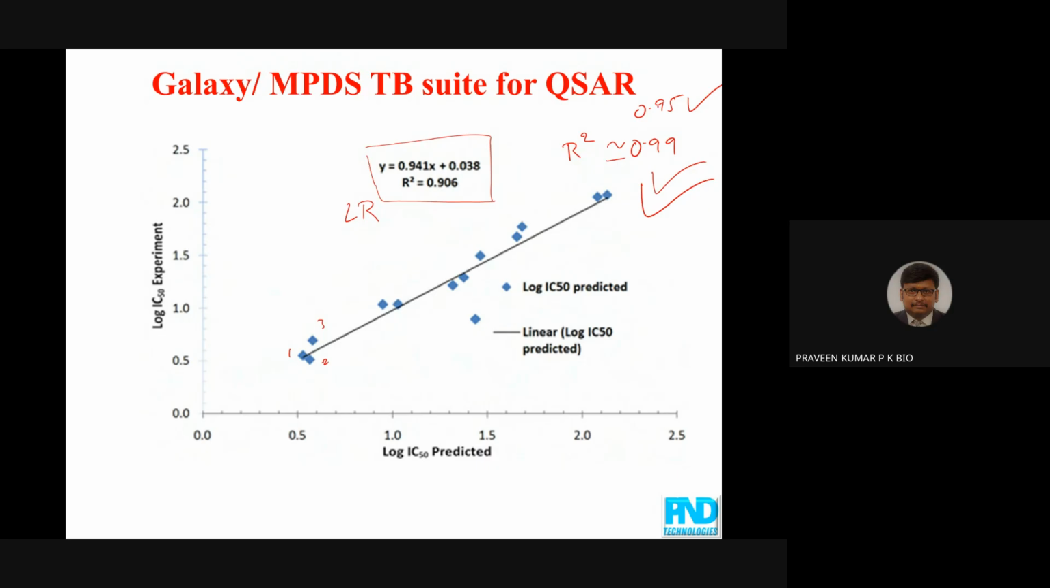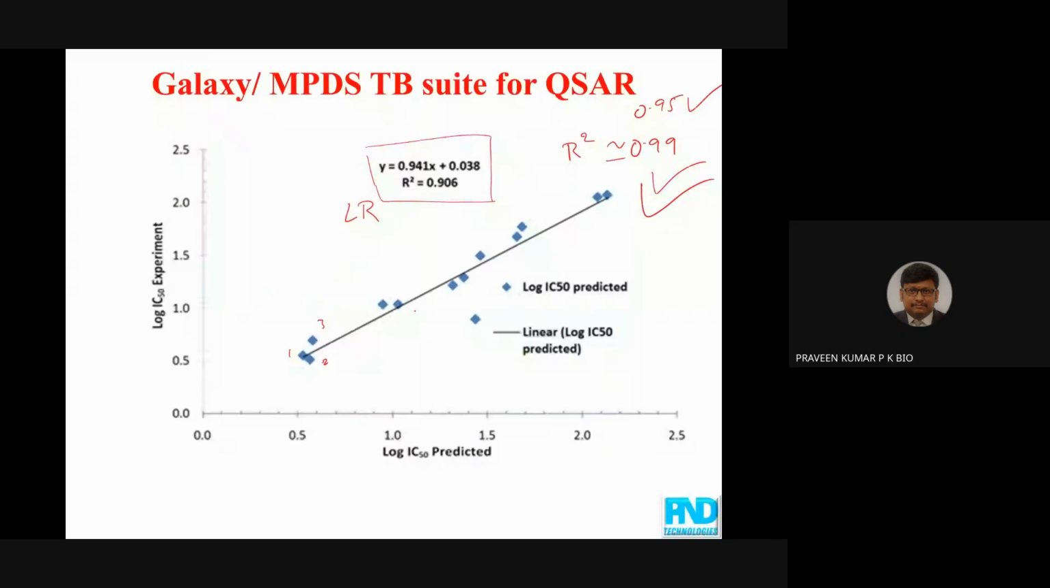But if you go beyond, less than 0.95, that is not preferred. Okay? The model is not that much correct. If you go to 0.90, obviously we can decline using the model. Then how to increase the R square value?